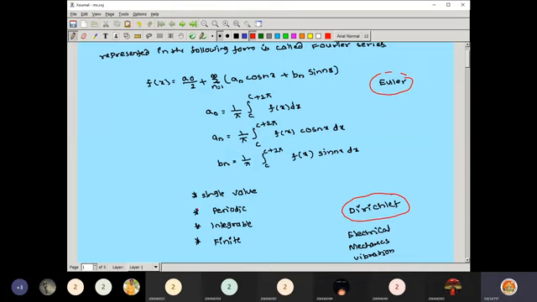Next line, number 1, first condition: the function is single valued. Next condition: the function is periodic.